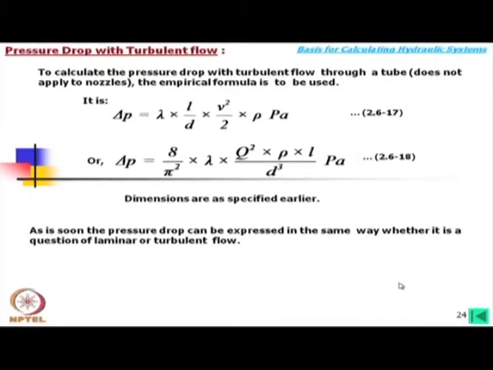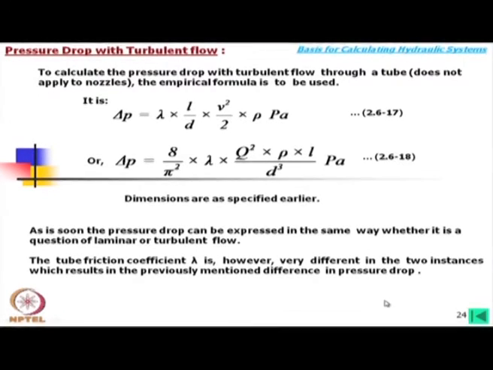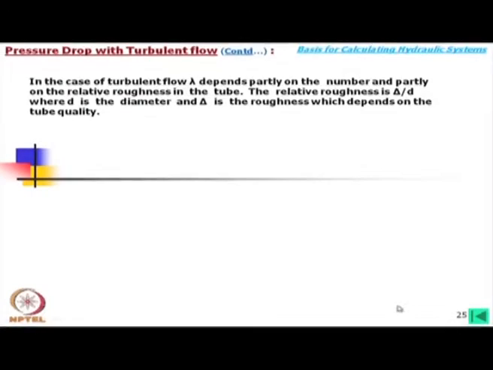The pressure drop can be expressed in the same way, whether it is a question of laminar or turbulent flow. The tube friction coefficient lambda is, however, very different in the two instances, which results in the previously mentioned difference in pressure drop. That means this value again changes with whether it is turbulent or laminar.